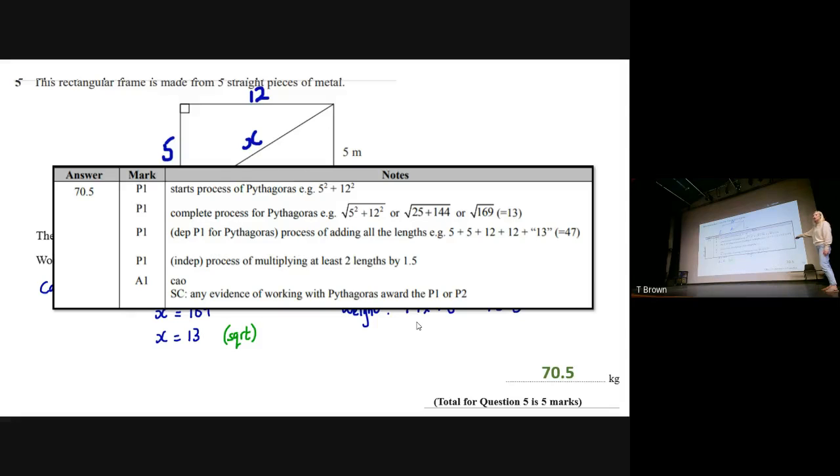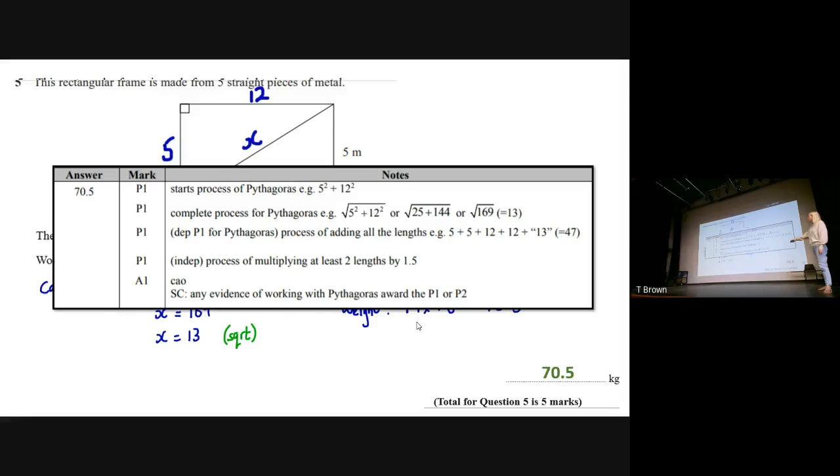It's a process mark. It's P. Okay, it's not an accuracy mark. It's for doing the right process. You have to have got at least one mark from here. But if you've added together 5 add 5 add 12 add 12, add whatever number you've got from here, that's going to get you your third mark.